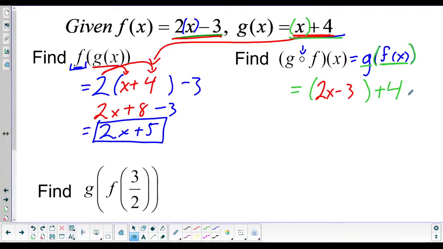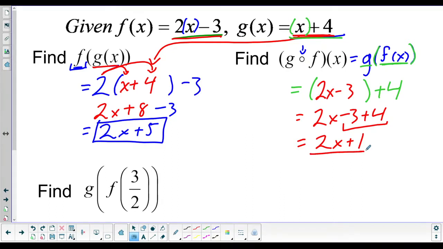And now we need to simplify this. We don't have anything in front of the parentheses this time, so there's nothing to distribute. So we can go ahead and get rid of these parentheses. So we have 2x minus 3 plus 4. And then we're going to combine our like terms of negative 3 plus 4. Negative 3 plus 4 is 1. So this is going to be 2x plus 1. And we can see that we get a different answer when we compare it to f of g of x. So the order definitely matters.